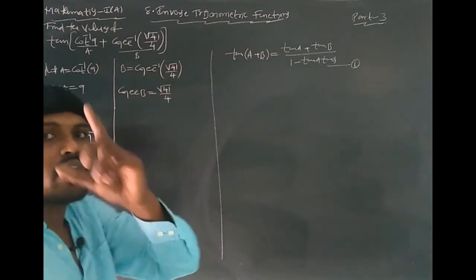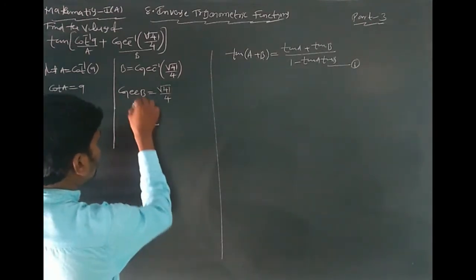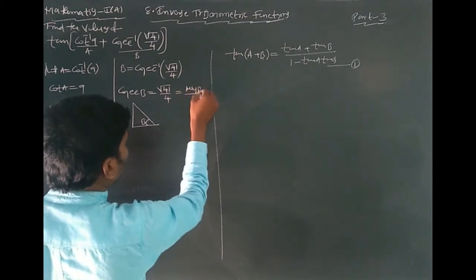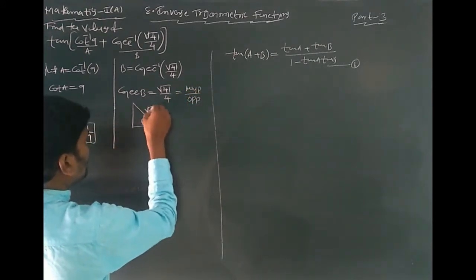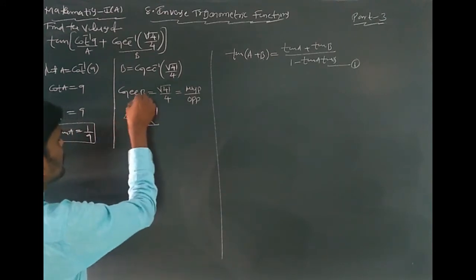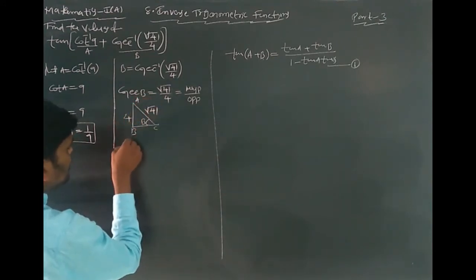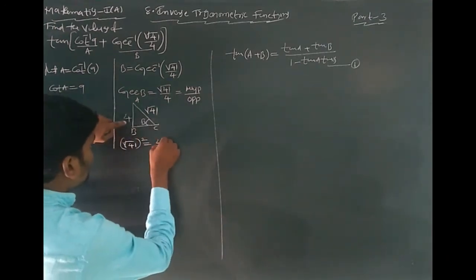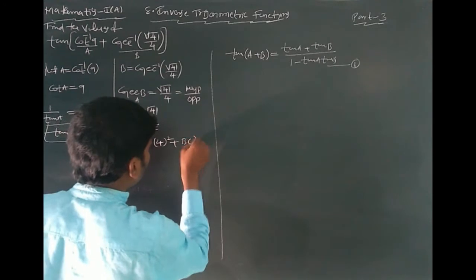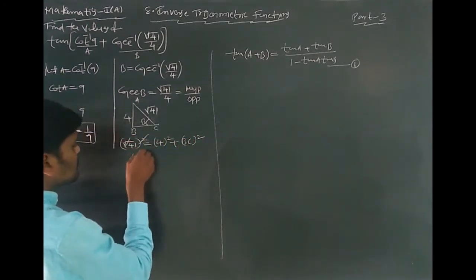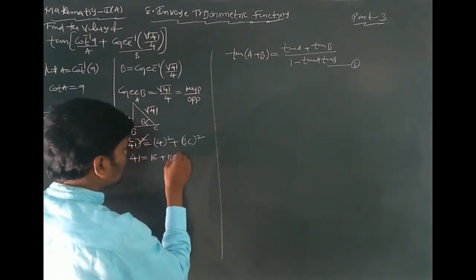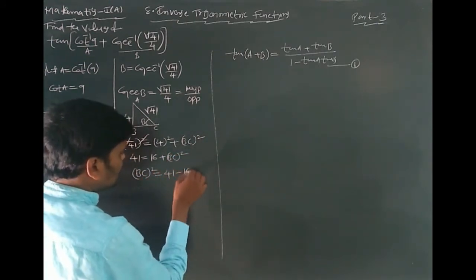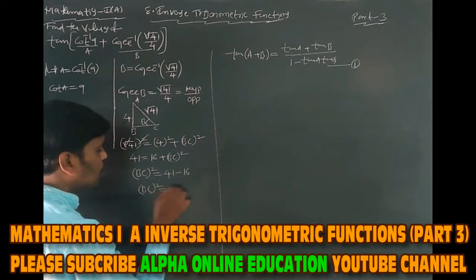Similarly, for cosecant, you can use the Pythagoras theorem. In this Pythagoras theorem, suppose this is B. What is the formula? Hypotenuse by opposite. Hypotenuse is square root of 41, opposite is 4. This is triangle A, B, C. Here you can write the hypotenuse: square root of 41 square equals AB square, which is 4 square, plus BC whole square. 41 equals 16 plus BC square. Then BC square equals 41 minus 16. 41 minus 16 is how much?